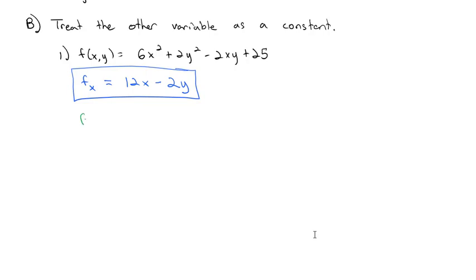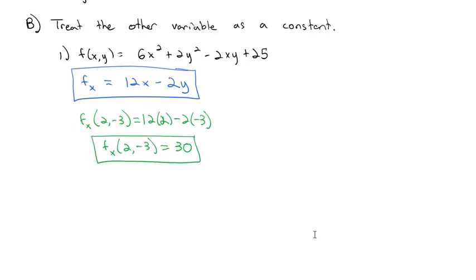Now that we know that, we might be interested in what the partial derivative is with respect to x at the point (2, negative 3). In other words, at (2, negative 3), how is the function changing in the x direction? Is it getting bigger? Is it getting smaller? And how fast? Well, we just plug those values into our partial with respect to x, which is 12 times x, which is 2, minus 2 times y, which is negative 3. And we find out the partial with respect to x at (2, negative 3) is equal to 24 plus 6, or 30.